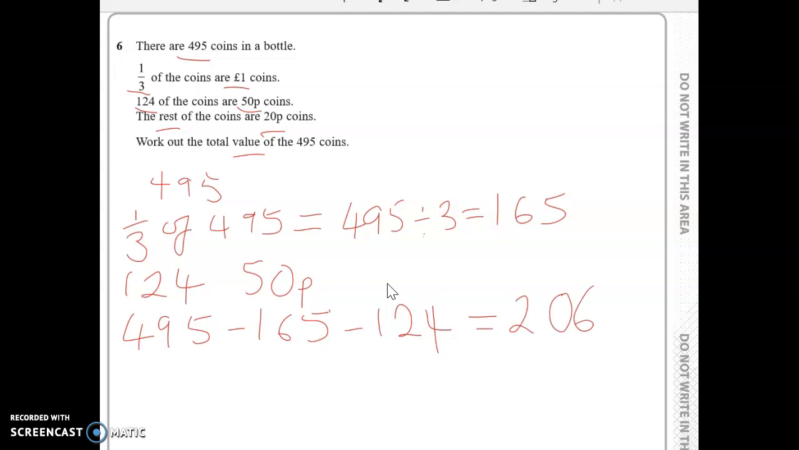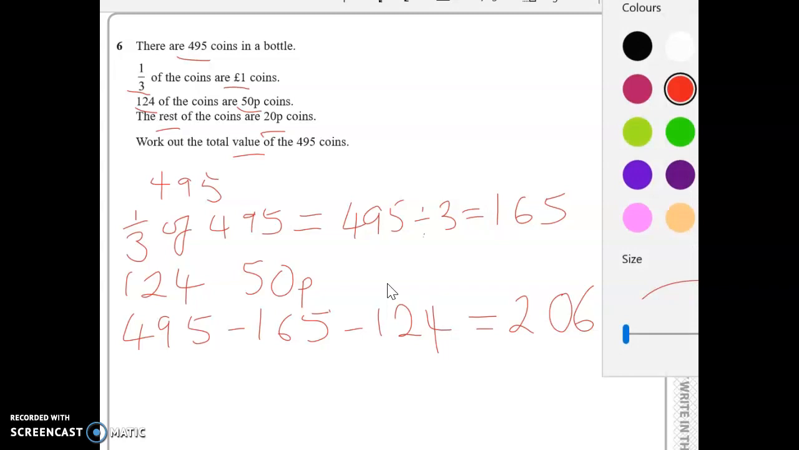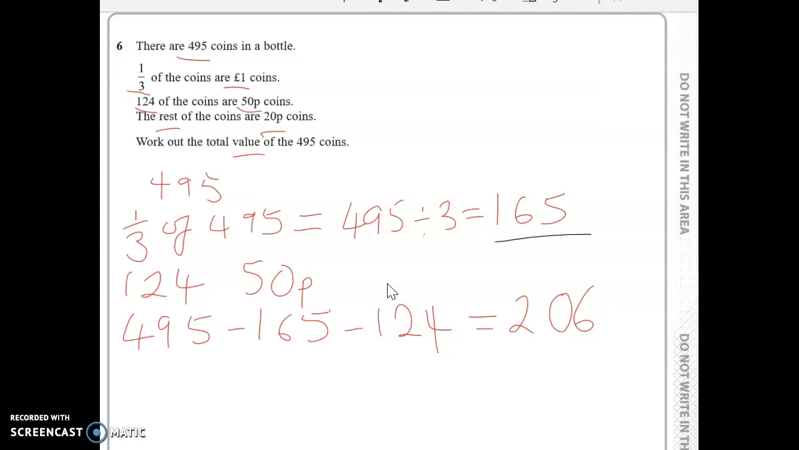So what does this mean? This means I have 165 pound coins, let me underline it, 124 50p's, and I have 206 20p's. But as the question says, I want to work out the value, so we need to work out the value of them. So here we go. We've got 165 pound coins. Well, if I times that by pound, I will get 165 pounds. So that's the pound coins worked out.